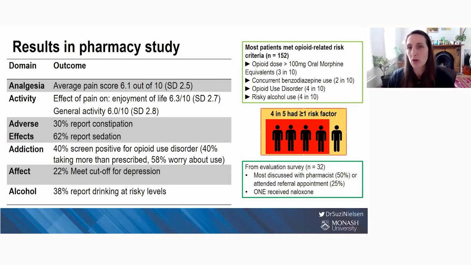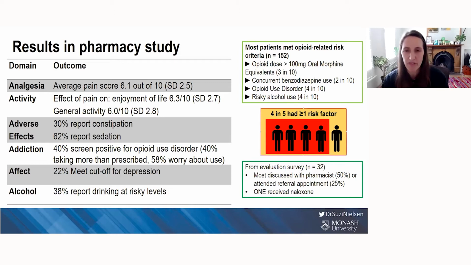Interestingly, when we looked at risk per the CDC criteria, so things like being on high opioid doses, medicine combinations, and also these substance use disorder risk factors, 4 in 5 actually had at least one risk factor for overdose or opioid toxicity.